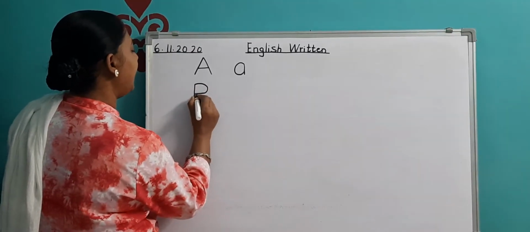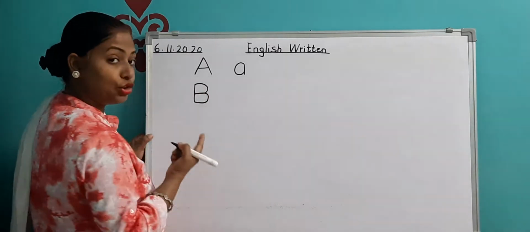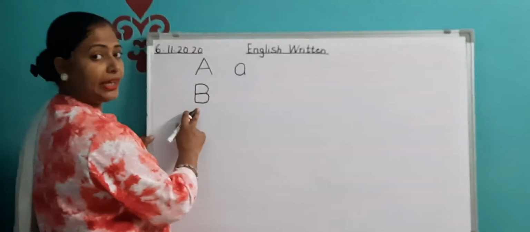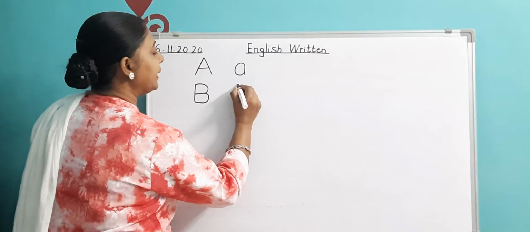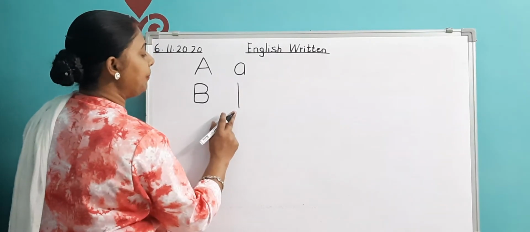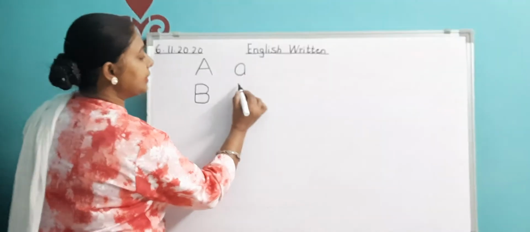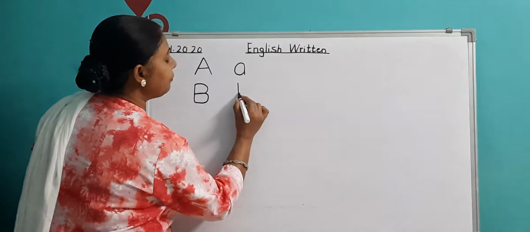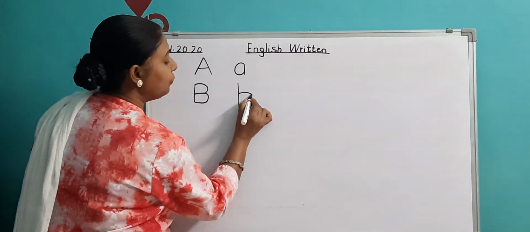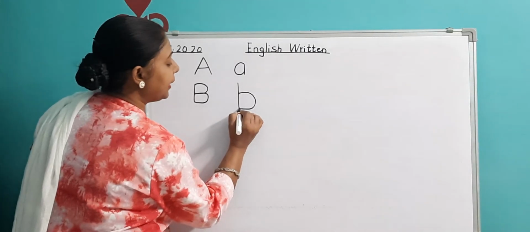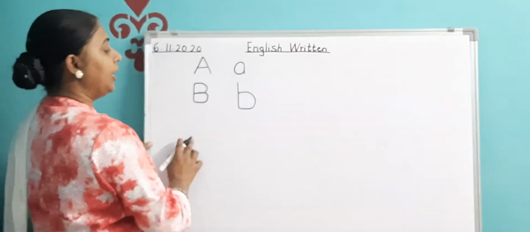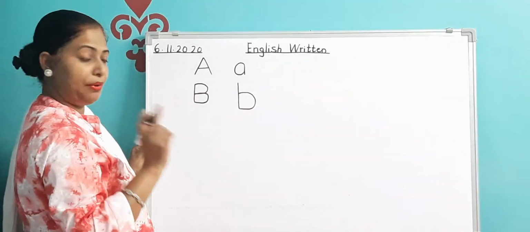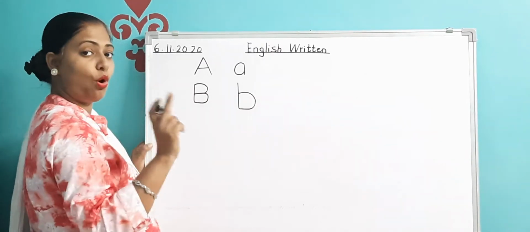Then after A comes B. This is capital B, and how to write small b I have taught you, and it is very easy to write. Just like capital B, you have to write small b also. But in small b, you make a standing line, and in capital B you make a semicircle from the top. But in small b, you make it from the center, a semicircle the other way around like this. At the top you are not going to make a semicircle. Now this is small b. Always remember this is how you write small b.